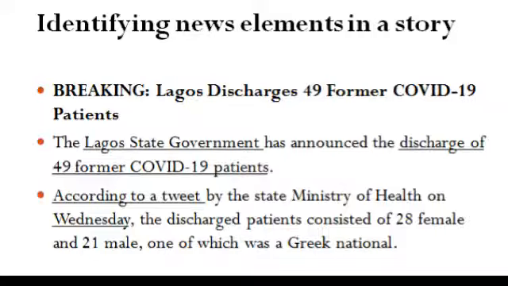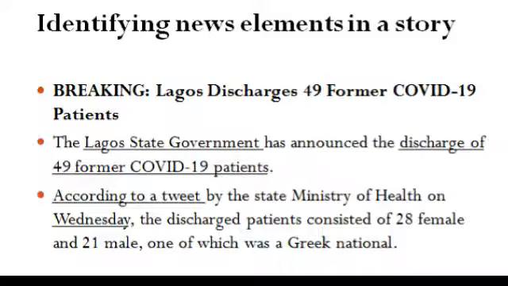The Lagos state government is the who, because the Lagos state government made the announcement. The who talks about the personality involved in the story. That is either the personality or the organization that is involved in the story, the center of the story. Now the what refers to the event that happened. News is an account of an event, and the event here is that 49 former COVID-19 patients were discharged. The where is Lagos state.